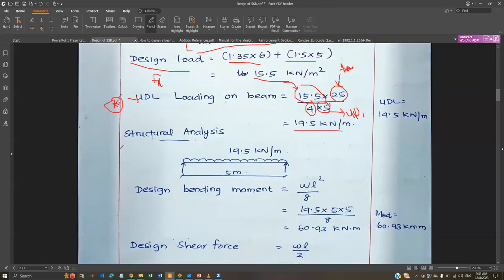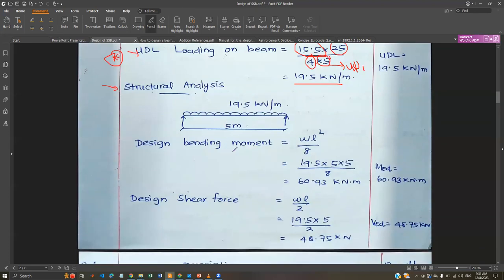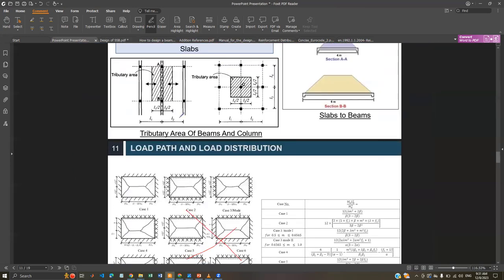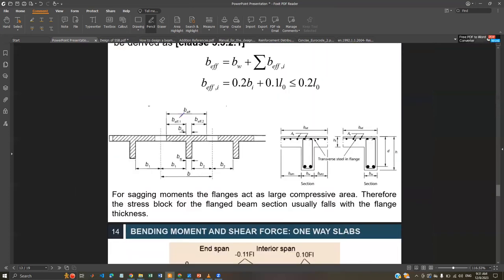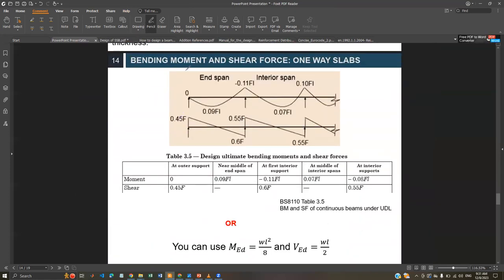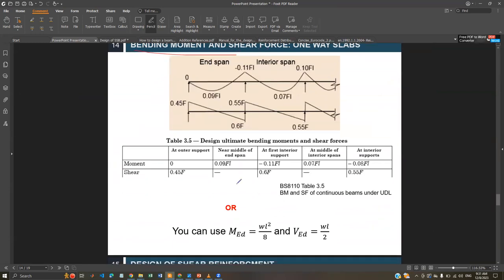So up to this level we have done it, and the next part is the structural analysis. So to do the structural analysis, we will be finding the bending moment and the shear force. There are different ways that we can calculate the shear force and bending moment, right? So you can see here where the bending moment and shear force can be found by this method. But since I am dealing with a simply supported beam, I know from my previous strength of materials knowledge that if it is a UDL, the moment can be found as WL squared over 8, and the shear force will be given as WL by 2. This thing you already know, right? So I am going to use it here.